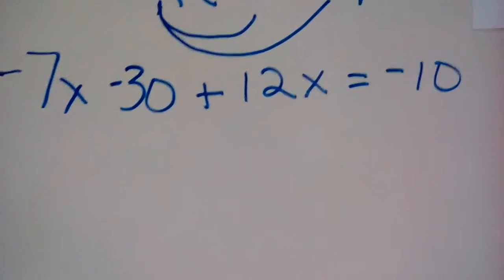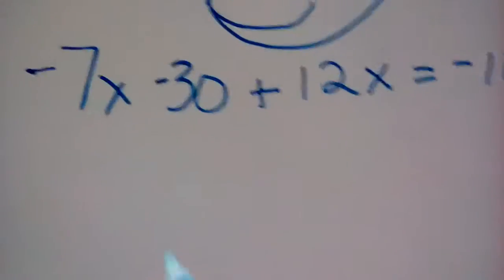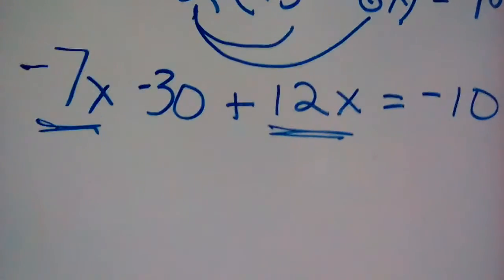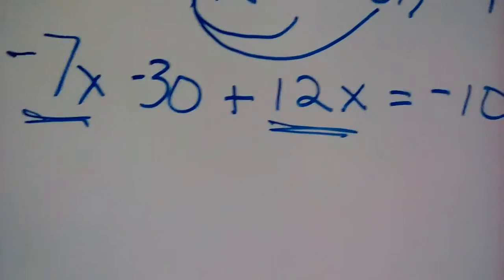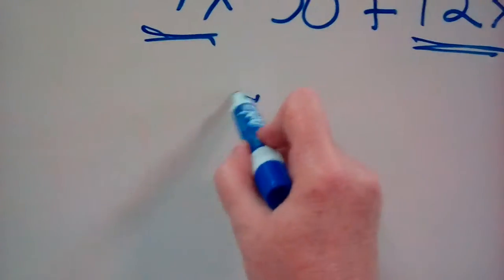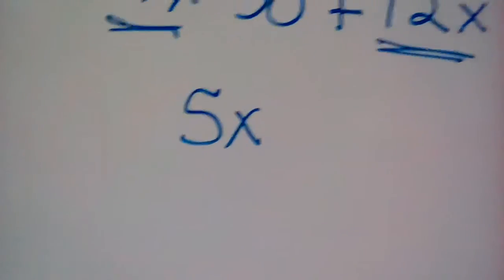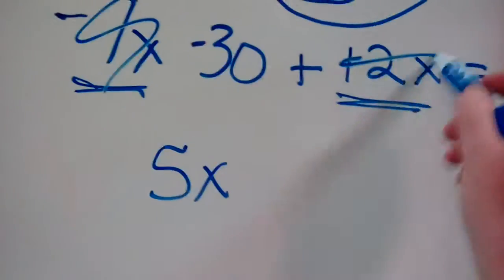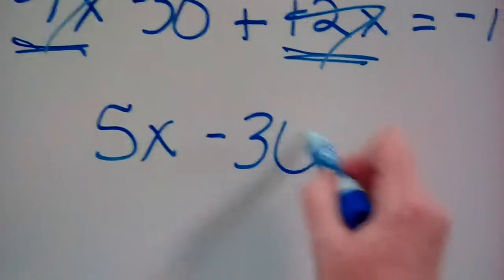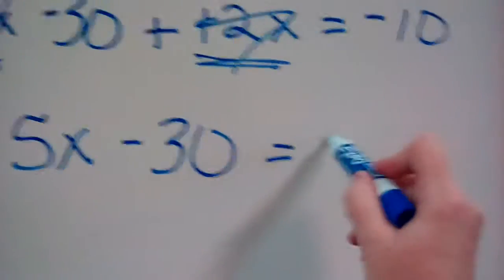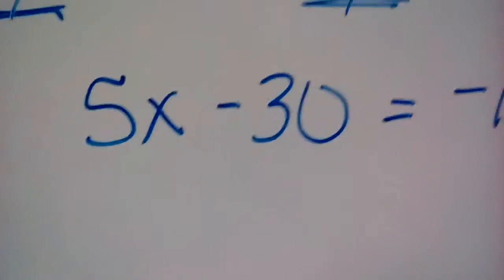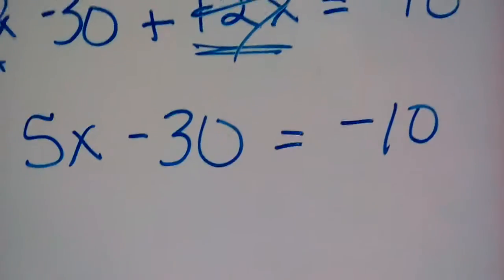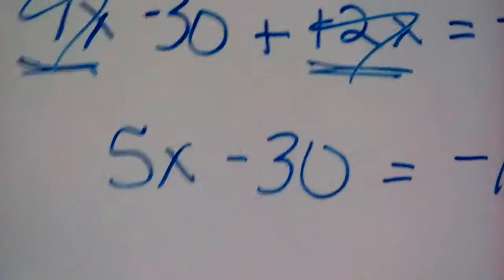All right, now I can start to put things together. So I have two x's here, this one and this one. So negative 7x plus positive 12x is going to give me 5x, right? Because a negative 7 plus a positive 12 is 5. So these things are done. And then I have minus 30, and that is equal to negative 10. So basically what they're saying is 5 times a number minus 30 is going to be negative 10. So, well, let's keep working here.